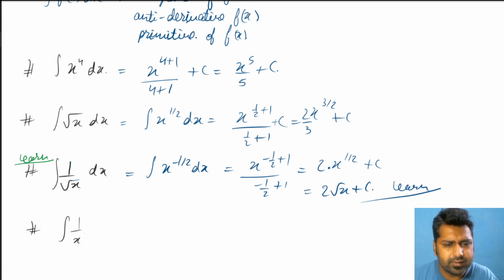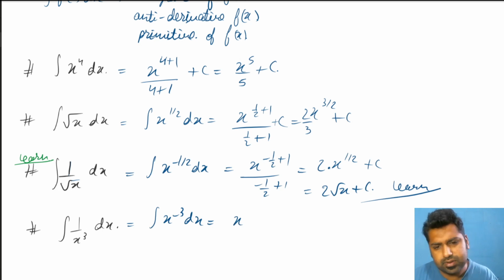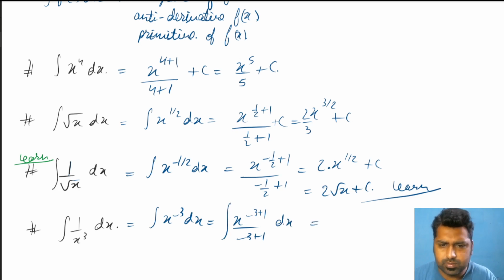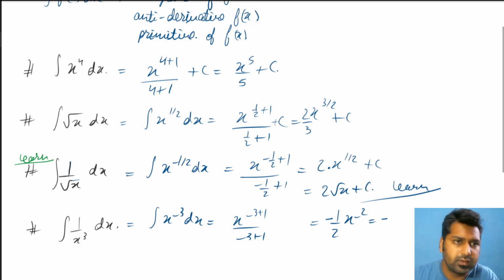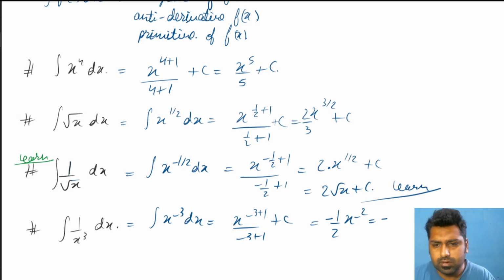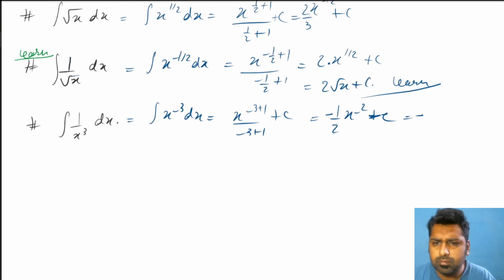Let's take one more example, basic 1 by x cube. So 1 by x cube is integration x raised to power minus 3 dx. That's x raised to power minus 3 plus 1, divided by minus 3 plus 1, dx. This becomes minus 1 by 2 x raised to power minus 2. Once we have done the integration, remove the sign of integration, plus c. So this becomes actually minus 1 by 2x square plus c.